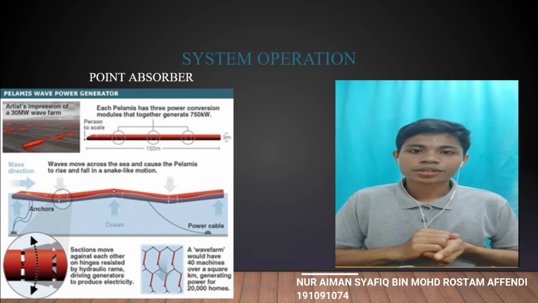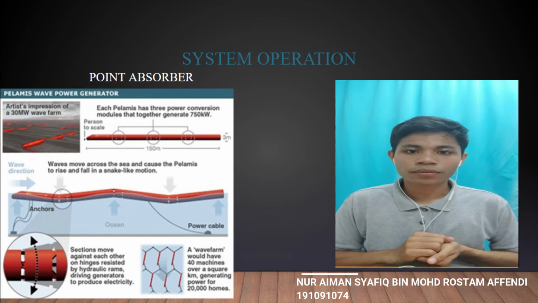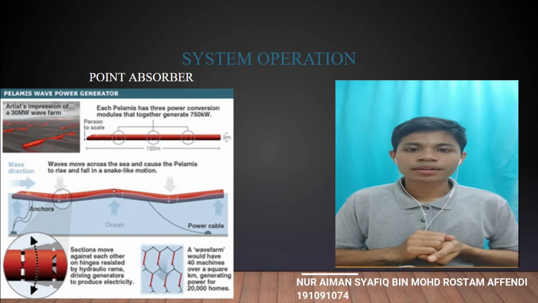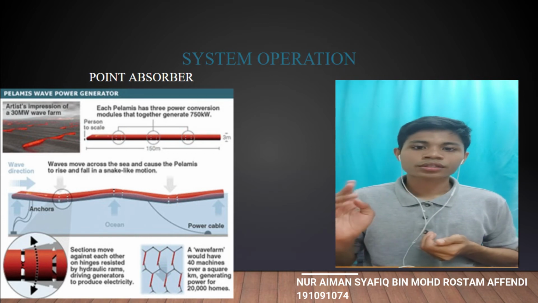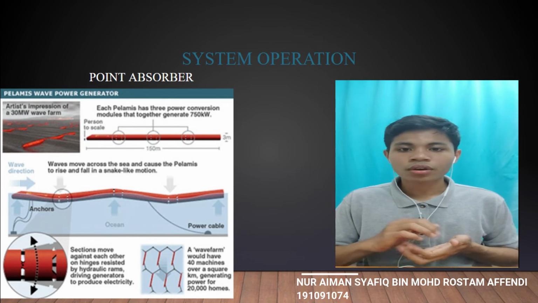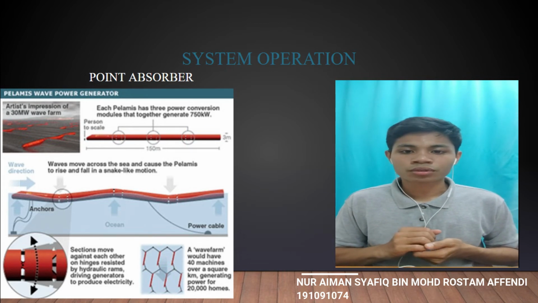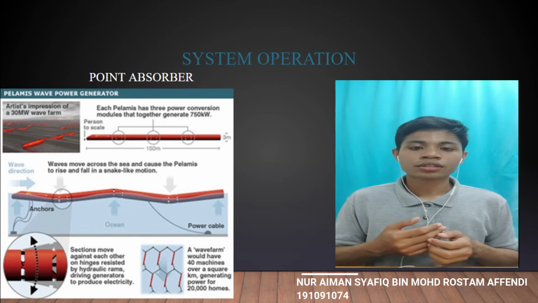Pelamis is the name of the machine that was used. When the wave ran down the structure, the connection portions of the Pelamis machine flexed and bent in relation to each other, and this motion was resisted by the hydraulic rams, which would pump high pressure oil through the hydraulic motors, which would then drive the electrical generators.